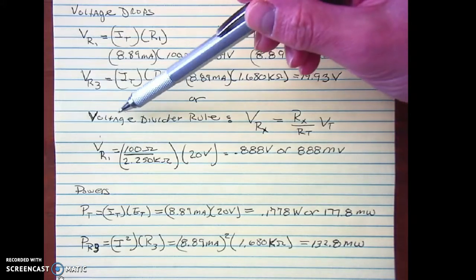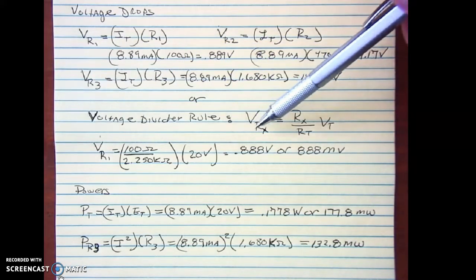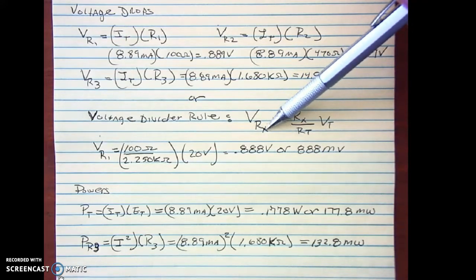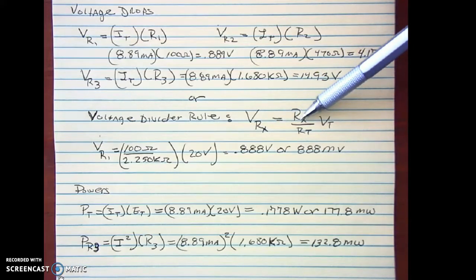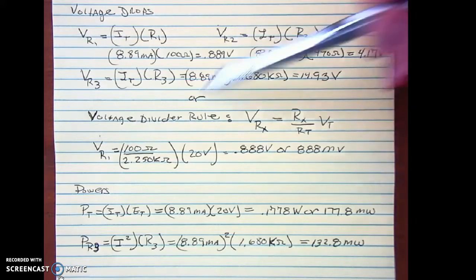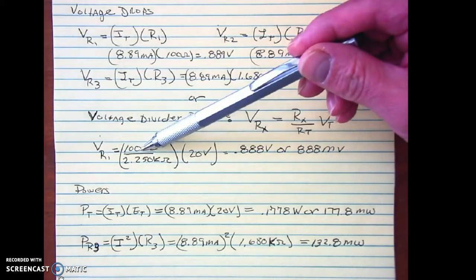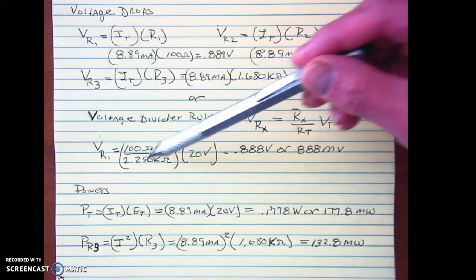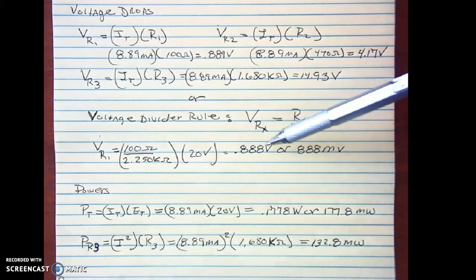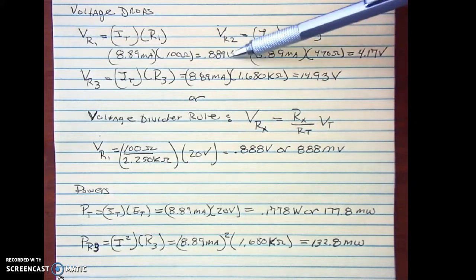The other way we can actually do this is the way we call the voltage divider rule. The voltage divider rule basically states that the voltage across whatever resistor, that's what the X means, is equal to the resistor I'm looking for, that's Rx, so let's say it's R1, so I put 1 right here, over R total, and I multiply it by voltage total. So this is a ratio of that resistor I'm looking for to the total resistance times voltage total. I did just VR1 as an example. So I take 100 ohms and divide it by the total resistance, which is 2.250k ohms, and I multiply by 20, which gives me 0.8880 volts or 880 millivolts, which is the same thing as this one.